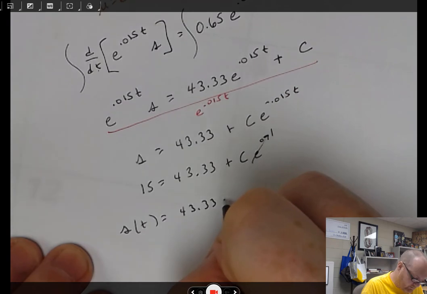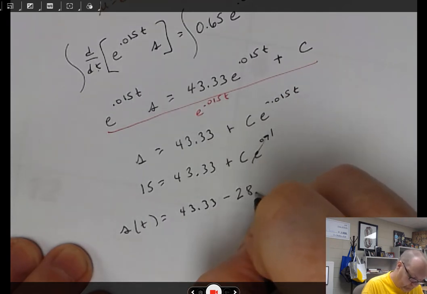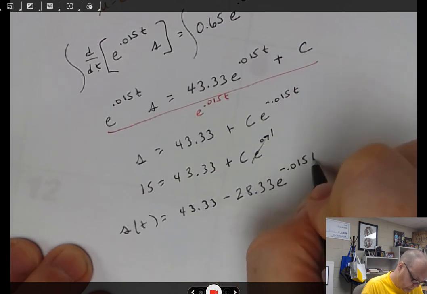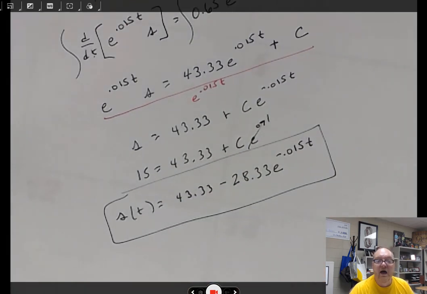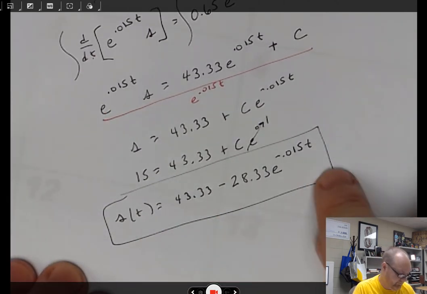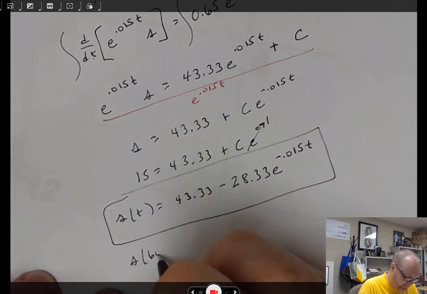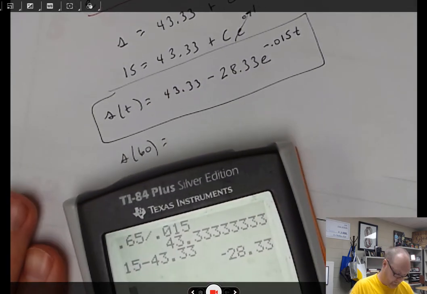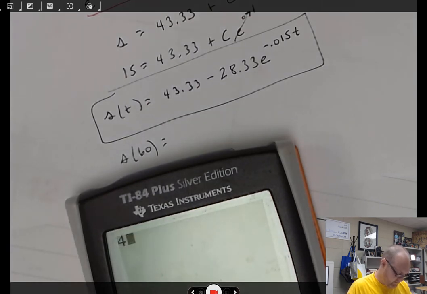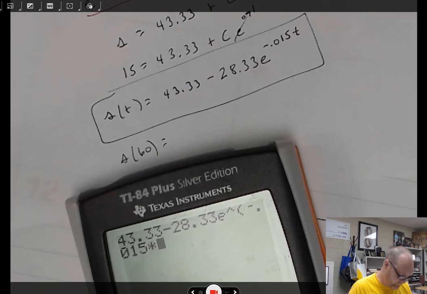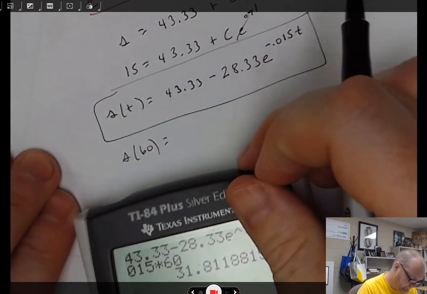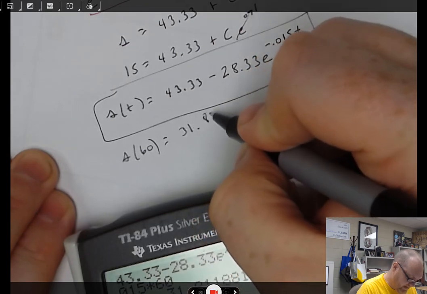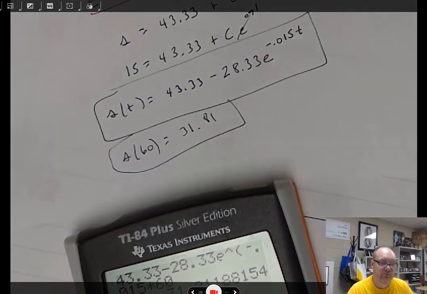you can swap these places if you feel like you need to. So there's just a model for the salt at any time t. And that answers the first question, how much salt is left after t minutes. After 1 hour, we want to evaluate S at 60. So I'll just plug that value in: 43.33 minus 28.33 e to the negative 0.015 times 60 minutes. And I'm getting 31.81 for that solution.